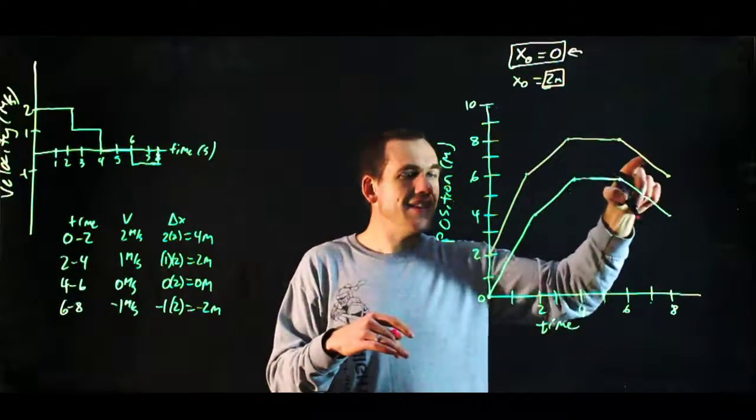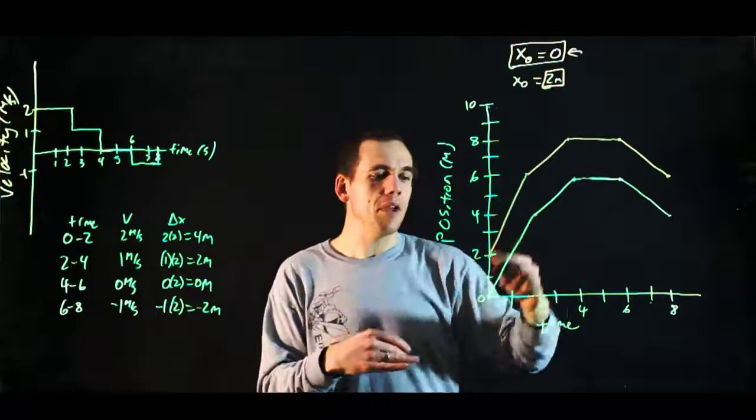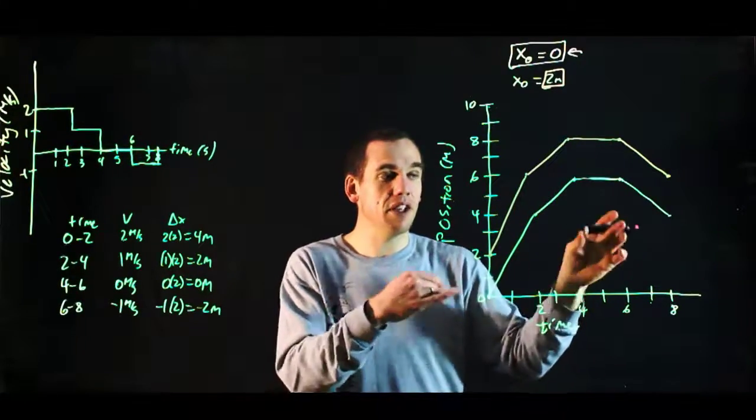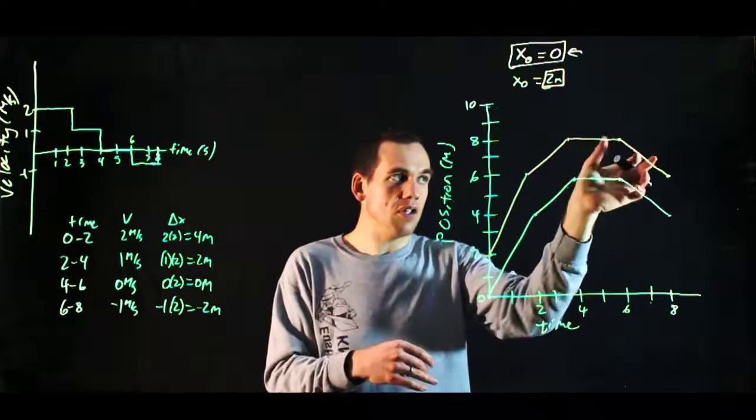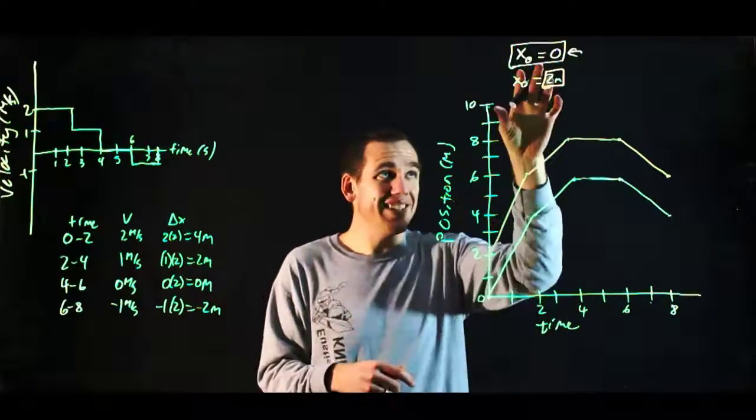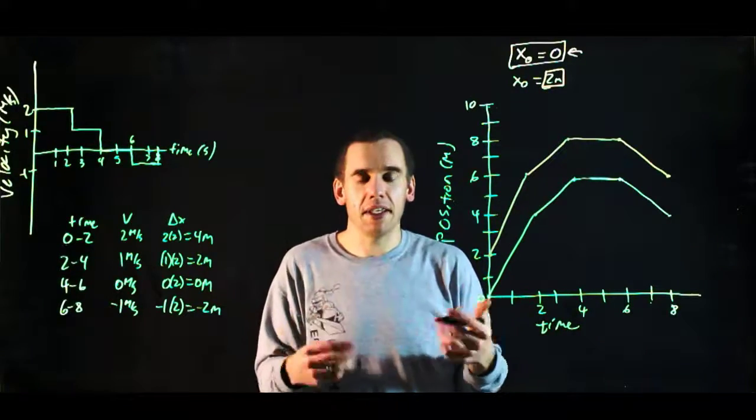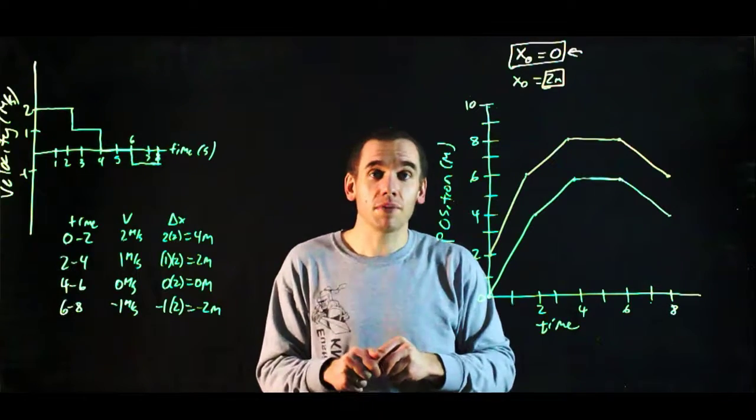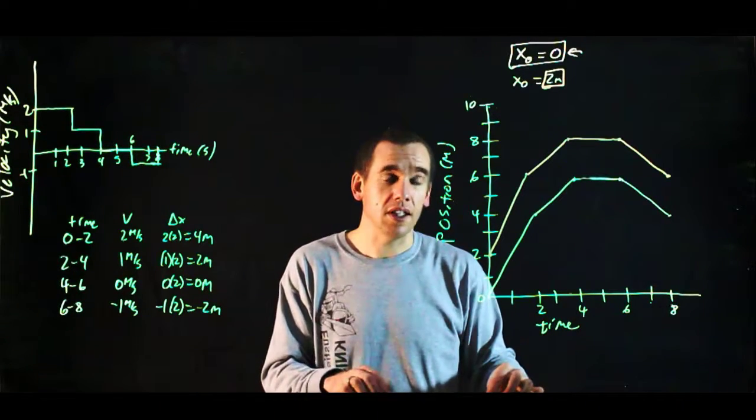You'll notice that's the same graph, it's just been shifted up because our initial position is different, right? Our displacements are the same for every interval. 4 meters, 2 meters, 0 meters, negative 2 meters, but they're in different positions because they started in different positions, which is why we can't actually make a position time graph from a velocity time graph unless we do have the initial position.